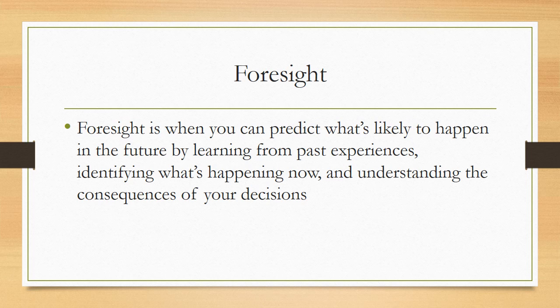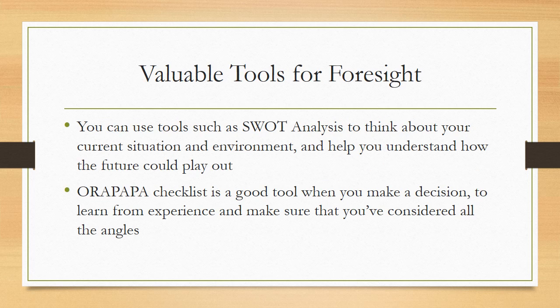Next is foresight. Foresight is when you can predict what's likely to happen in the future by learning from past experiences, identifying what's happening now, and understanding the consequences of your decisions. Valuable tools for foresight: you can use tools such as SWOT analysis to think about your current situation and environment and help you understand how the future could play out.